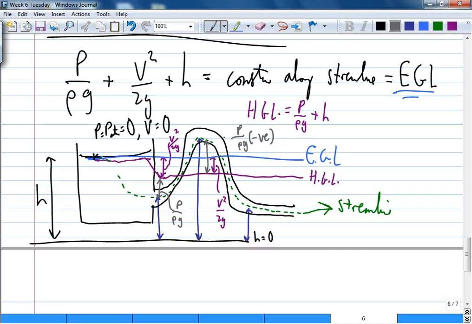What it means by P over rho G negative, because in this case I'm using gauge pressure, is that your pressure is less than atmospheric. So if you had a hole in the pipe here, air will actually get sucked into the system. This is like a siphon. So air will actually get sucked inside here. Is that okay? So here the P over rho G is negative, going back down.